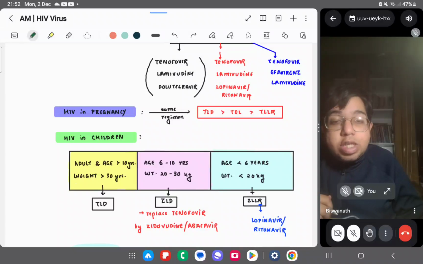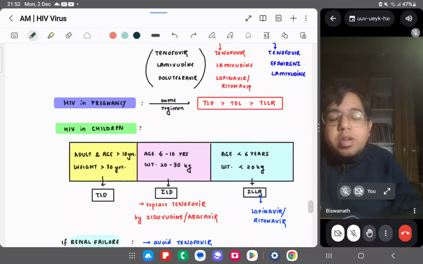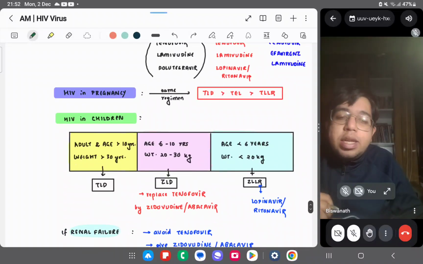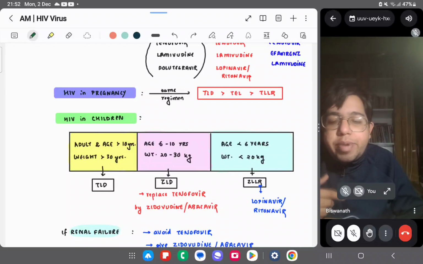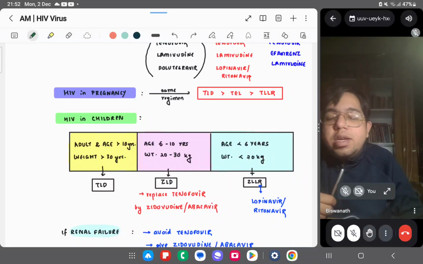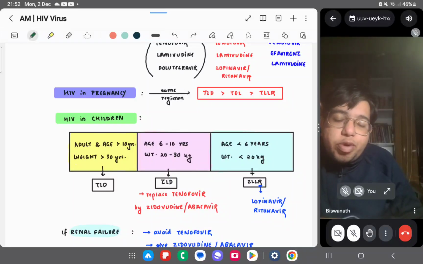If the age is 6 to 10 years, this is a child, 6 to 10 years age, weight 20 to 30 kg, you'll have the ZLD regimen. Here TLD is changed to ZLD, meaning Zidovudine will replace tenofovir. If the age is less than 6 years and weight is less than 20, use the ZLLR regimen. You have to use ZLLR, meaning Zidovudine, Lamivudine, Lopinavir, Ritonavir.